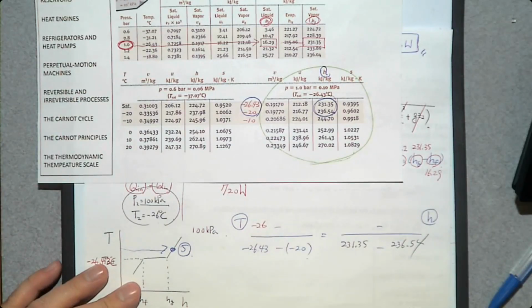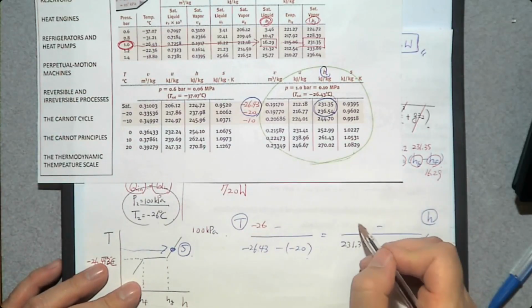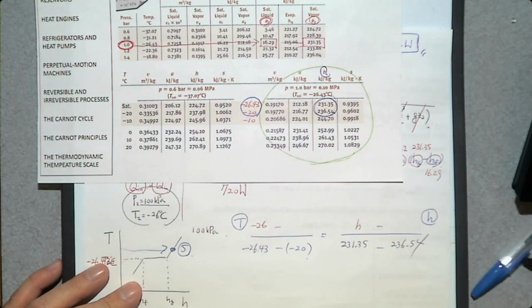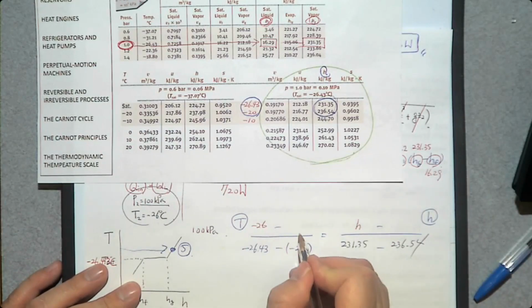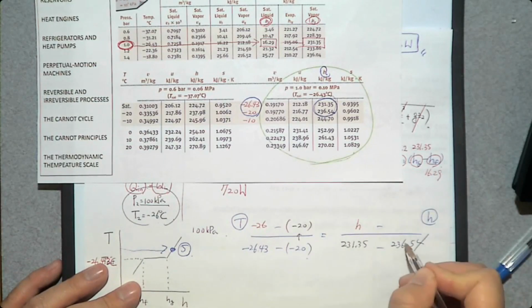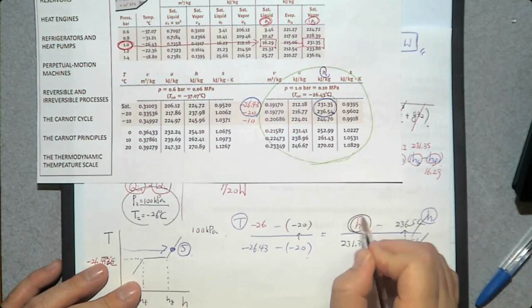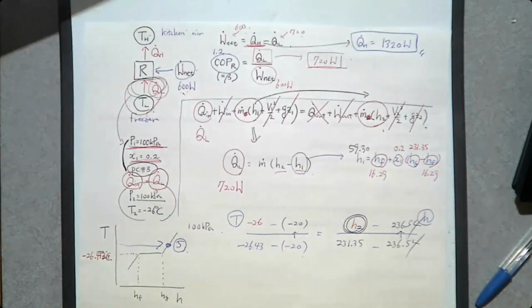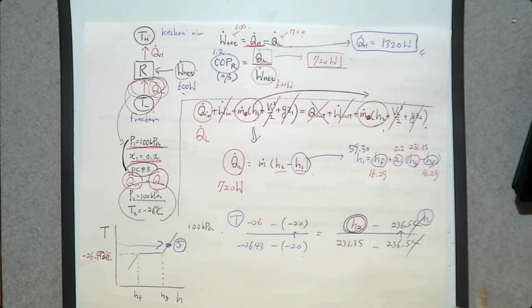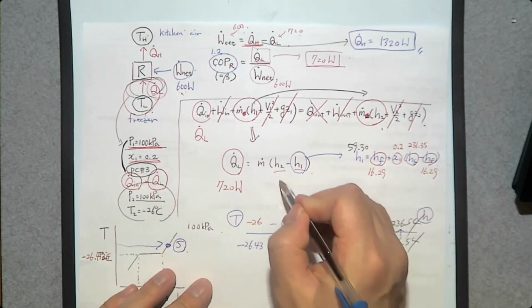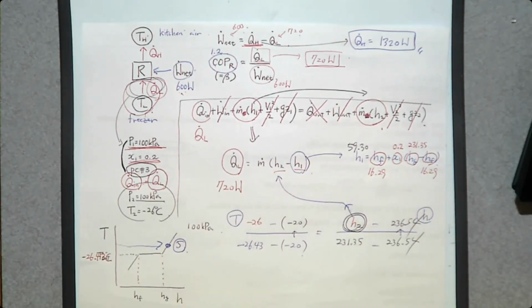Minus 26. What is the enthalpy H? I don't know, so it's just H. Done. This one goes up, minus 20. This one goes up, 236.54. So can you determine H? Yes. If you do the calculation, you get H2 to be 231.7.